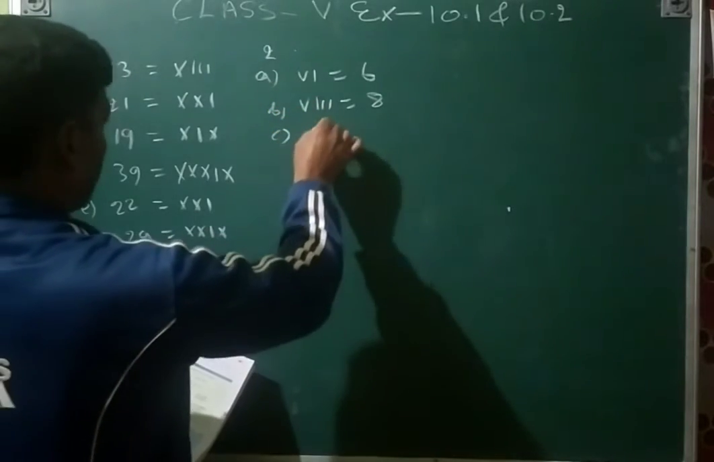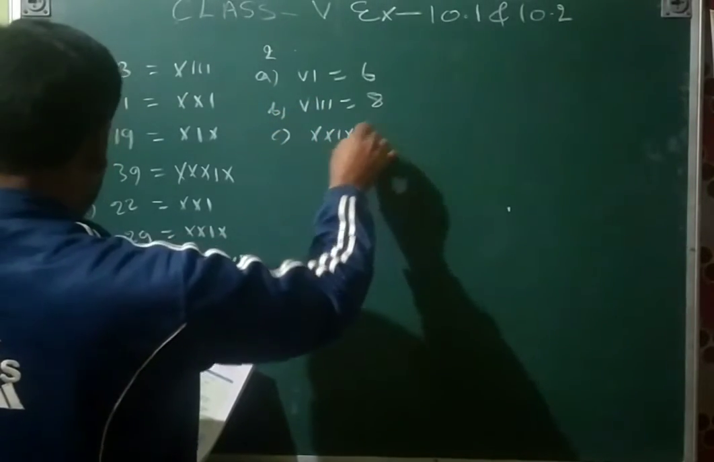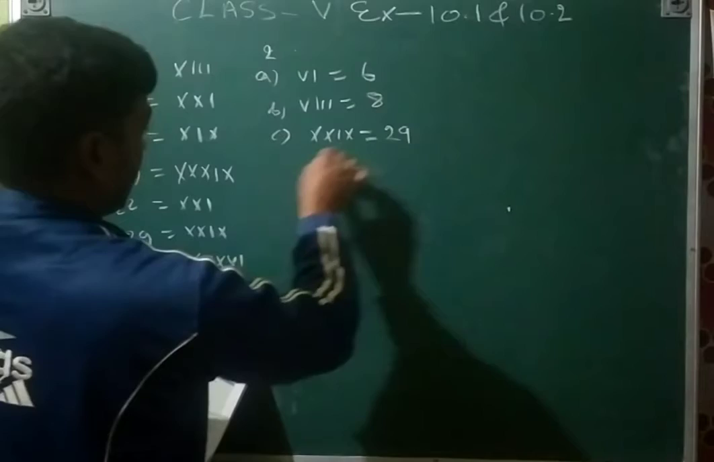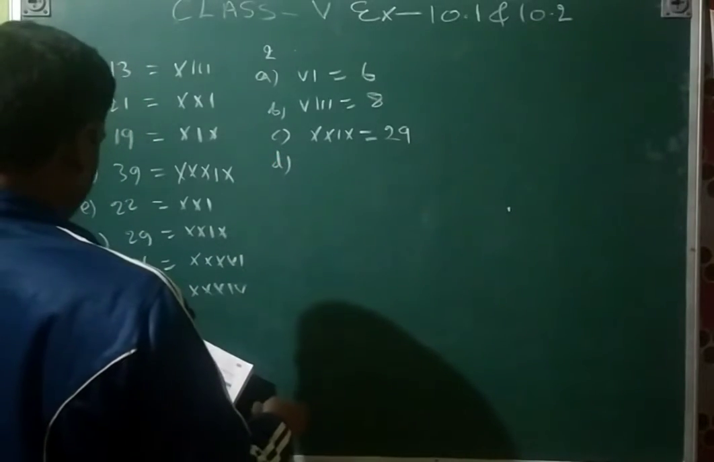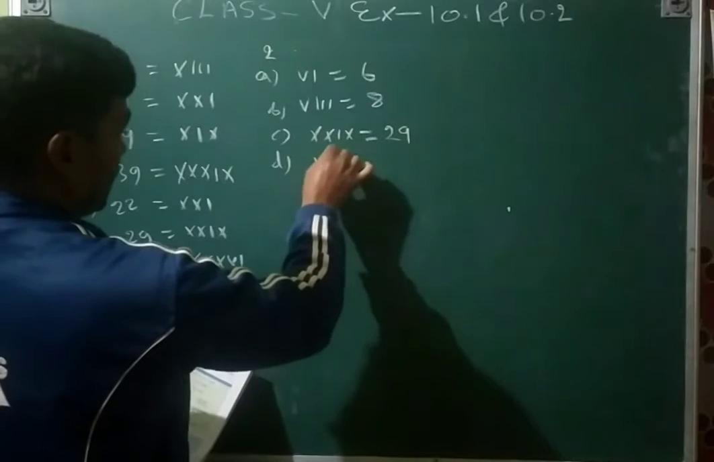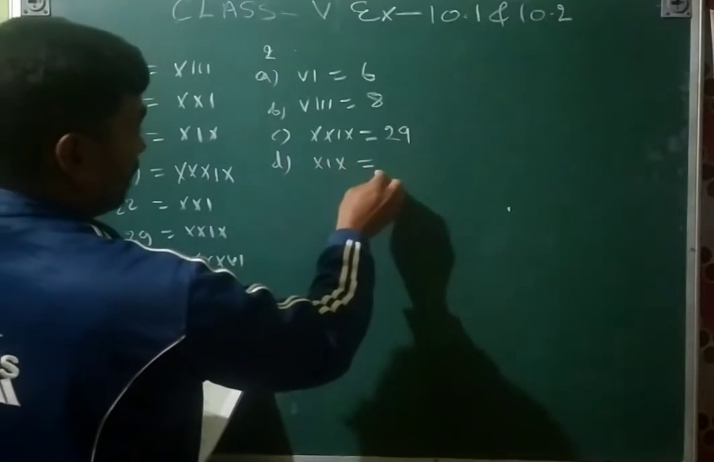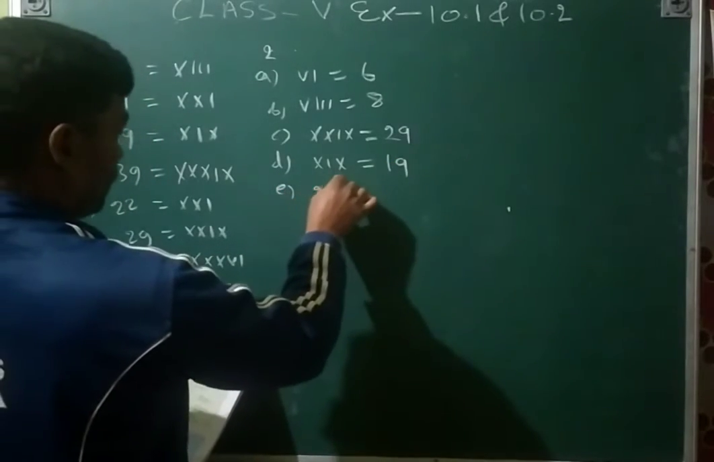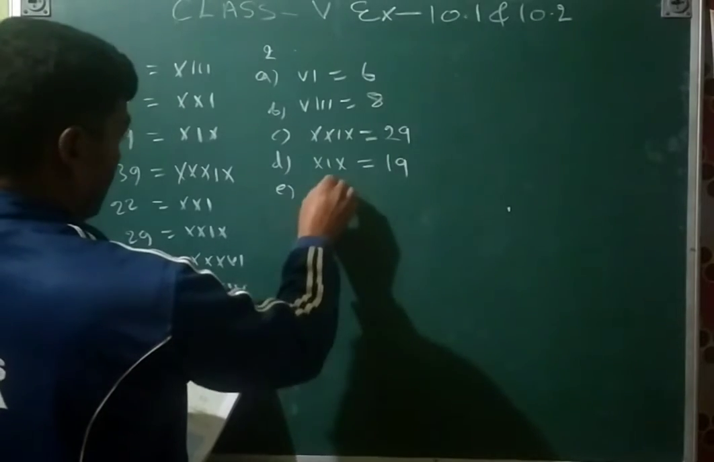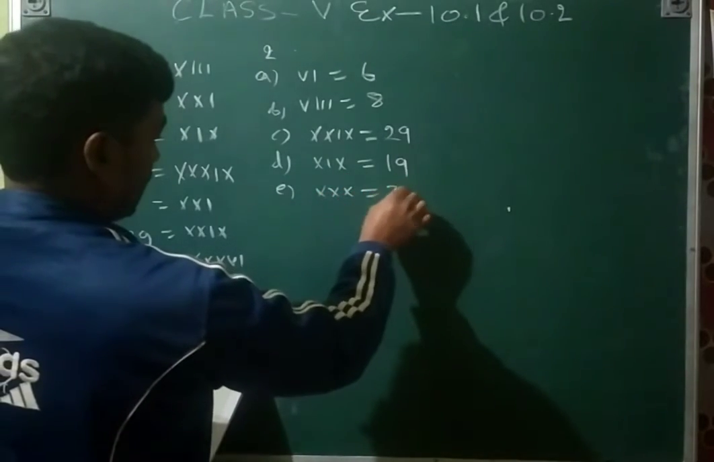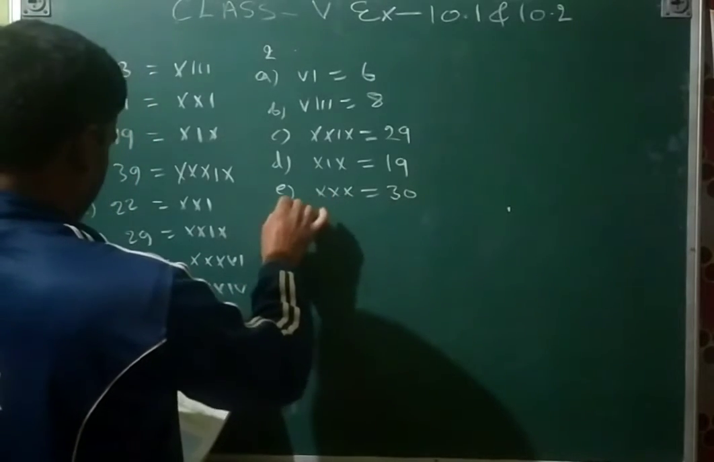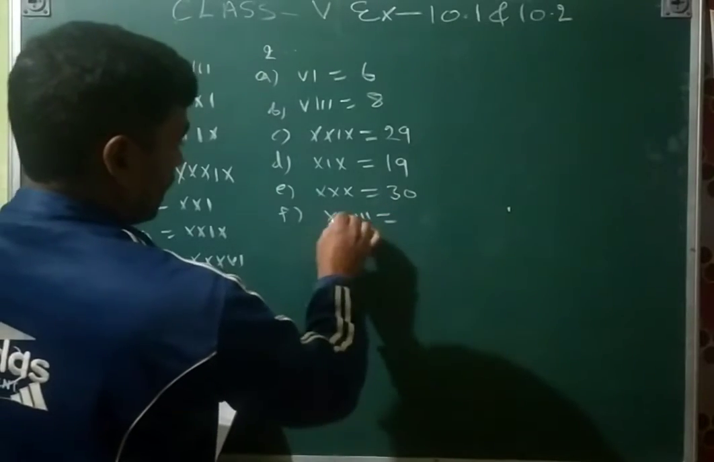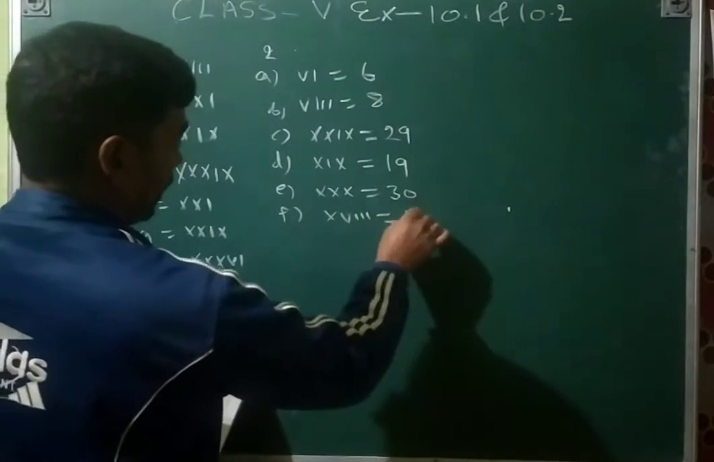C question. XXIX, that means 10, 10 and this one is 9, 29. D part, that is XIX, that means 10 and 1, this is a 9, 19. E part, triple X, that is 30. 10, 10, 10, 30. F part, XVII, that means 10, 5, 15, 16, 17, 18.